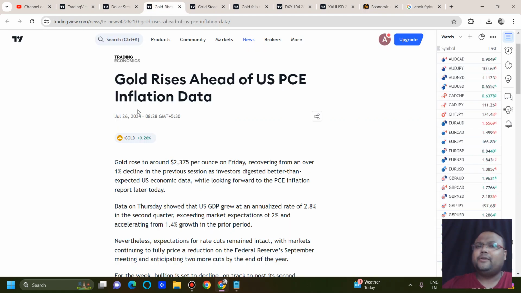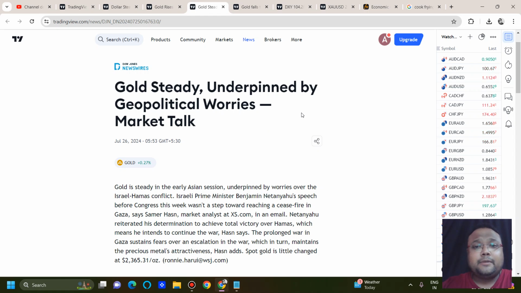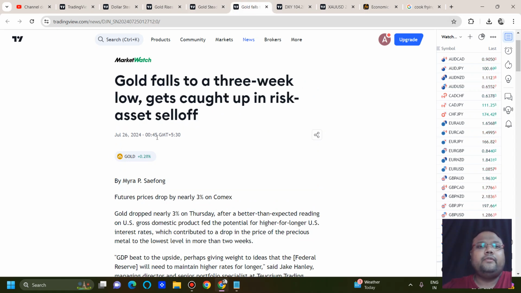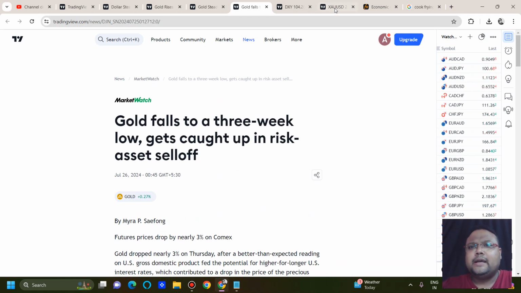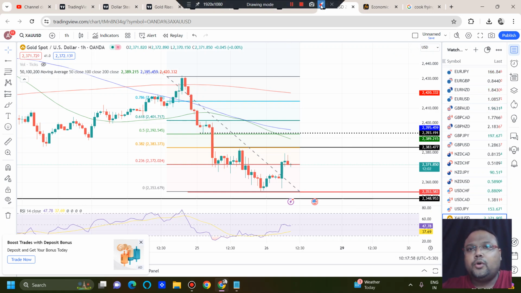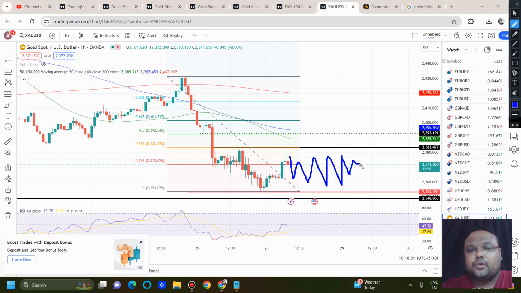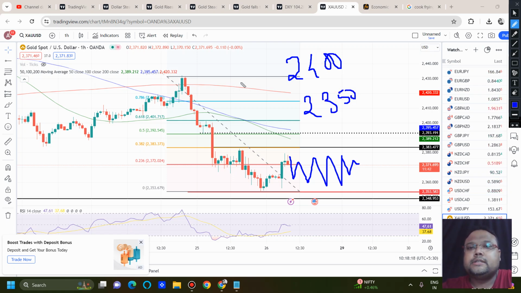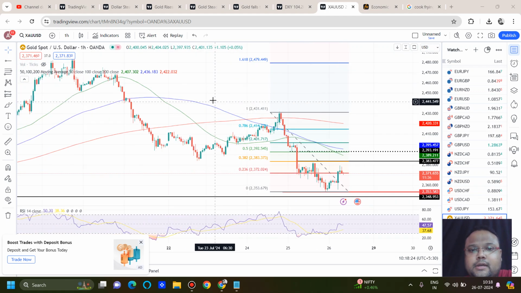If we look at the market sentiment, as expected, gold is waiting for the news. Gold rises ahead of US PCE inflation data. Gold steady, underpinned by geopolitical worries. Gold falls to a 3-week low, gets caught up in a risk asset sell-off. This is the ongoing market sentiment, and mostly we can expect that gold will stay in this range only. Before the PCE data or US session, you can expect gold to stay within the range of 2400 to 2350. This is the resistance, or this is the support, the range of gold as of now.